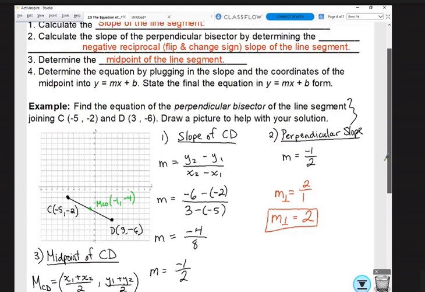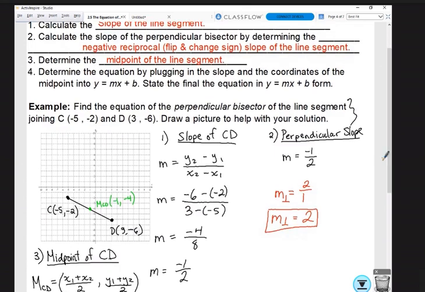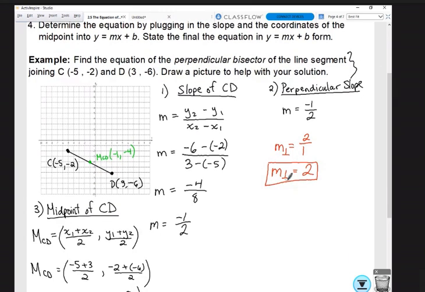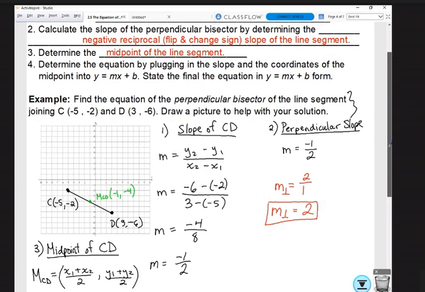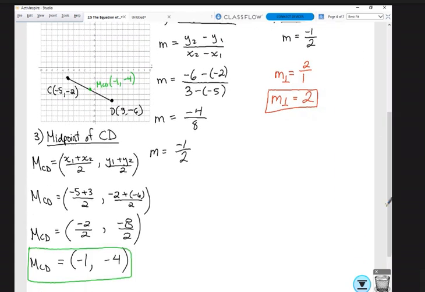Step number 4 is determine the equation by plugging in the slope that we got. And not any slope, because we have a couple of slopes here, right? We want the perpendicular slope because our line is the perpendicular bisector. We also want a point on our line, and there's only one that we know, and it's the midpoint. So step number 4, we'll call it equation of perpendicular bisector. And I use some short forms there.